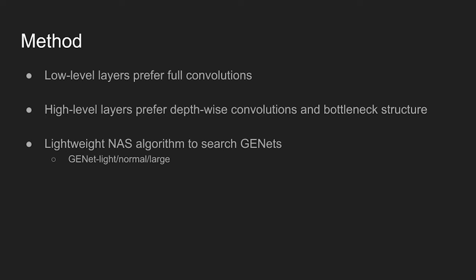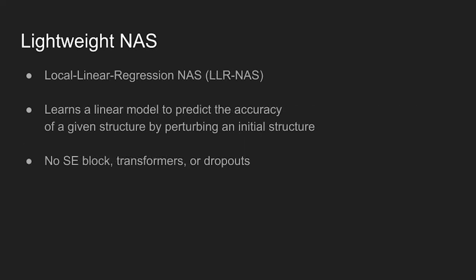General ideas are the followings. Low-level convolutional layers prefer full convolutions, and high-level layer prefers depthwise and bottleneck structure. Based on the findings, the authors built a family of GNet using a lightweight NAS algorithm. The model uses local linear regression NAS to find a family of GNet models. Starting from the initial structure, the method learns a linear model to predict the accuracy of a given structure. The algorithm is a very simplified version, meaning the model does not use SE block, transformers, or dropouts.